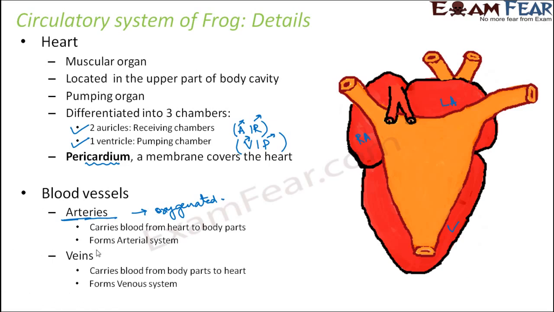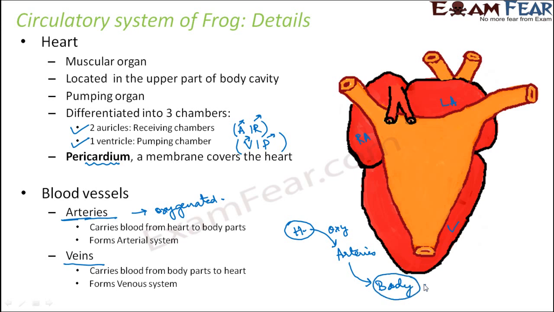Now, there is another type of blood vessels called veins. They carry blood from body parts to heart. Now, let us take a very rough example. Let us suppose this is the heart. Okay, so heart gives out oxygenated blood and it is carried by the arteries. So arteries take oxygenated blood from heart and take it to different body parts.